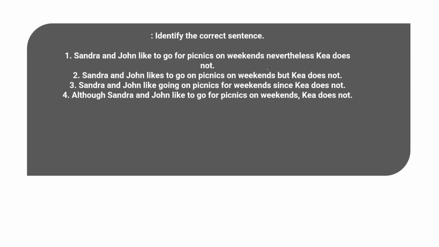Sandra and John like going on picnics. Now it's not going on picnics, and here it's like to go for picnics, and here also like to go for picnics, right? So the preposition on is wrongly used, so rule this out also. So we have solid reasons to eliminate options 2 and 3, which means we are left with only options 1 and 4. And what's the difference?